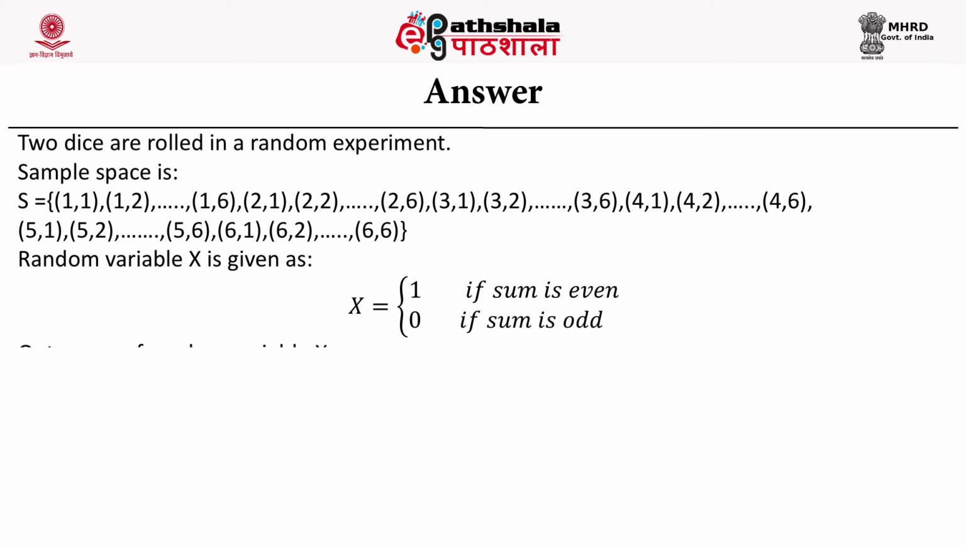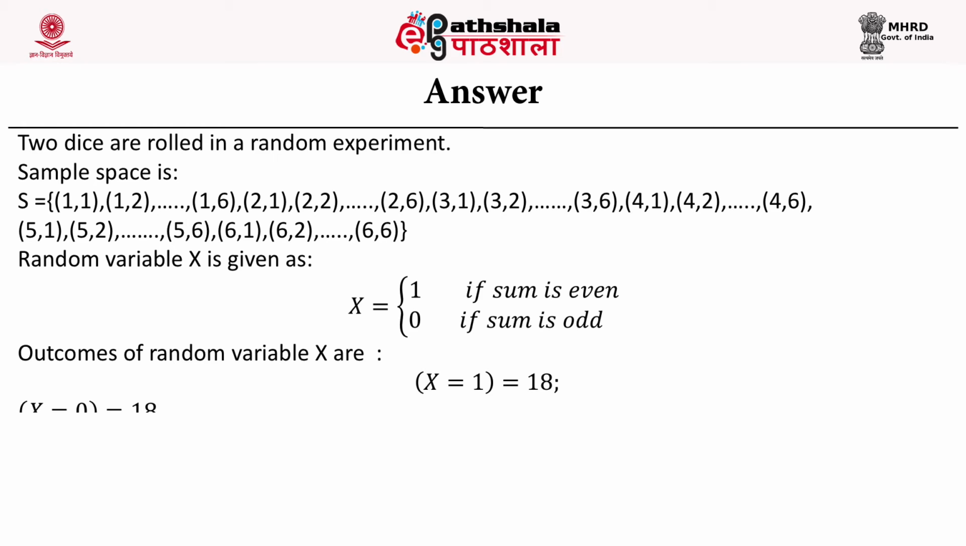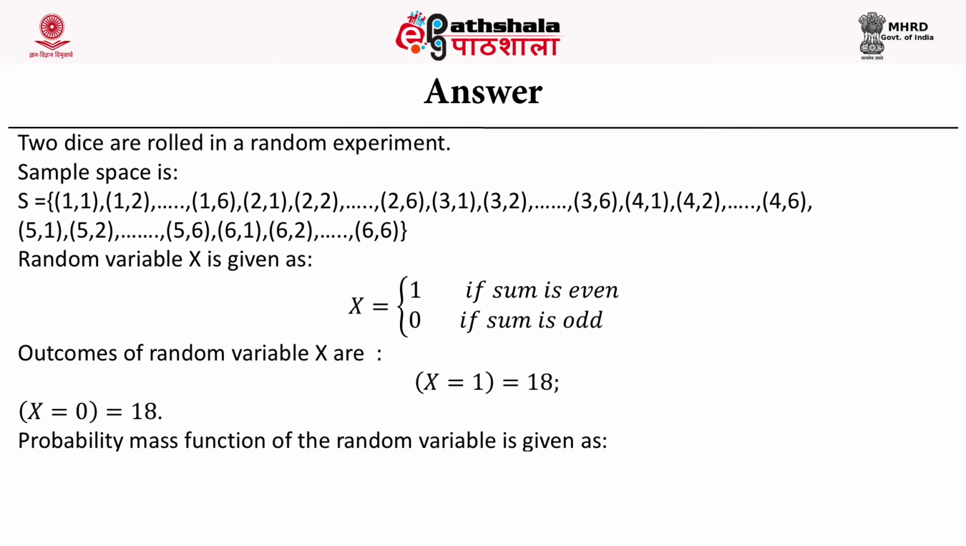So the random variable x is given as: x takes value 1 if the sum is even, and it takes value 0 when the sum is odd. So the outcomes of the random variable are: when x is equal to 1, we have 18 possibilities, and when x is equal to 0, we have 18 possibilities, because x equal to 1 means the sum is even, and x equal to 0 means the sum is odd. As we know we have a total of 36 possibilities, half are even and half are odd.